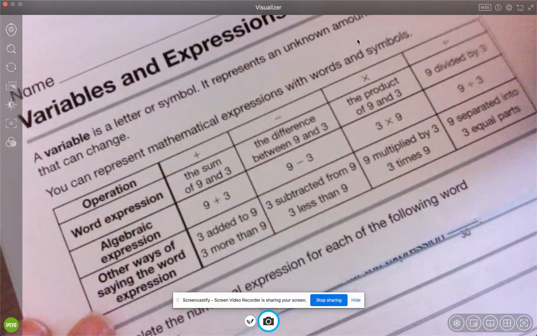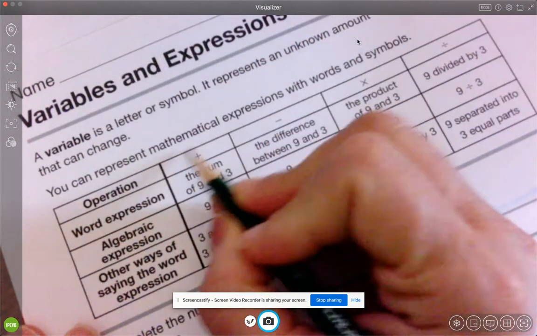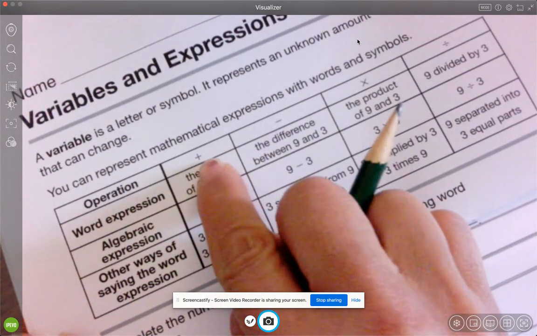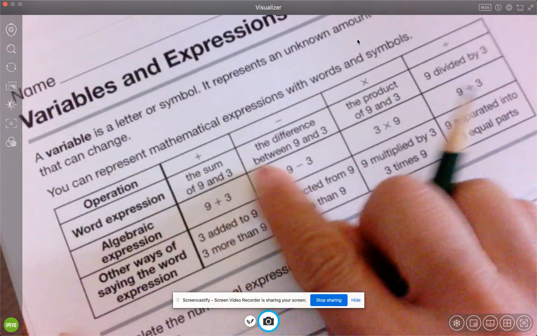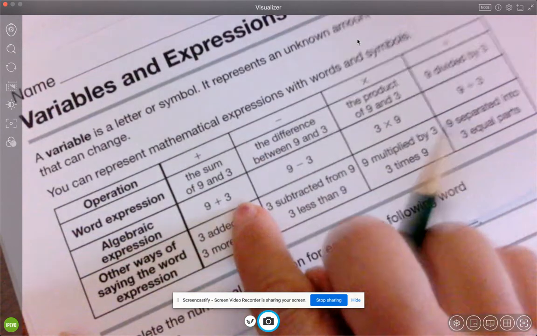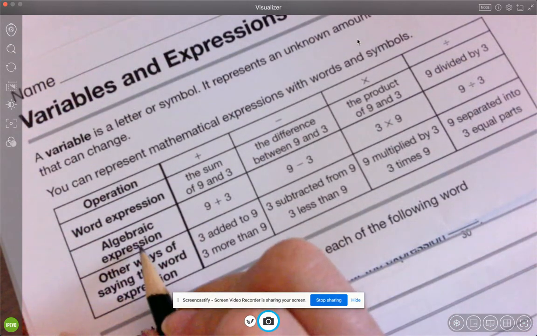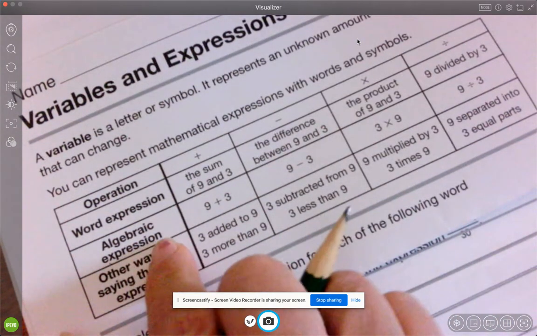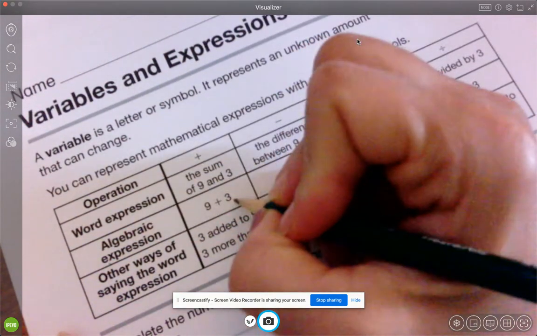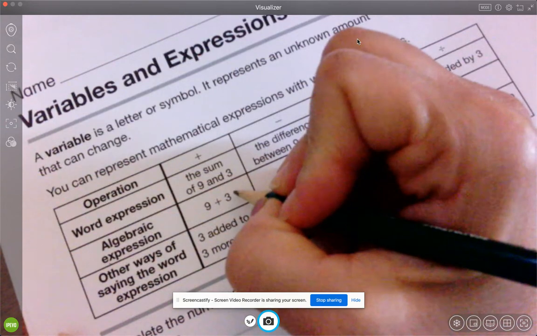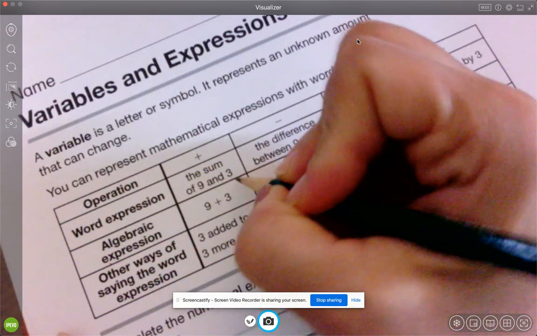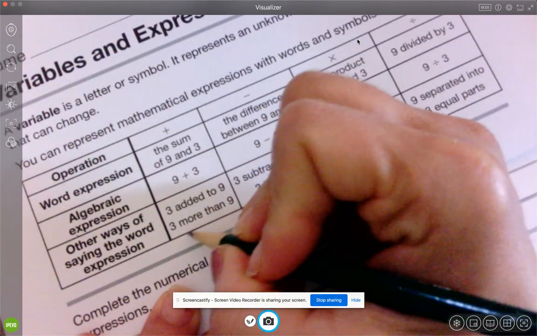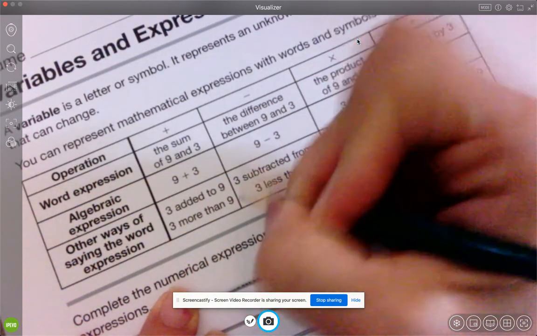So for example, for adding, we could write the word expression, the sum. Sum means adding. The sum of 9 and 3. That's one way you could write that. You could also write it as an expression. And I want you to start to think about a number sentence as an expression. 9 plus 3 is an expression. It means the sum of 9 and 3. Another way you could write that is 3 added to 9, or 3 more than 9.